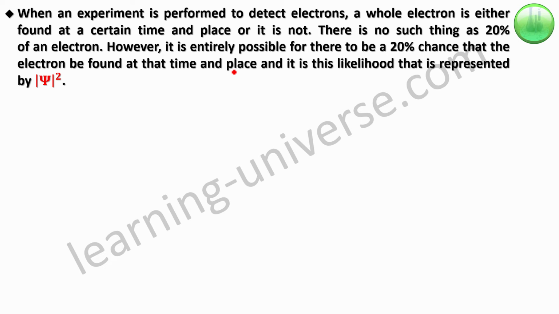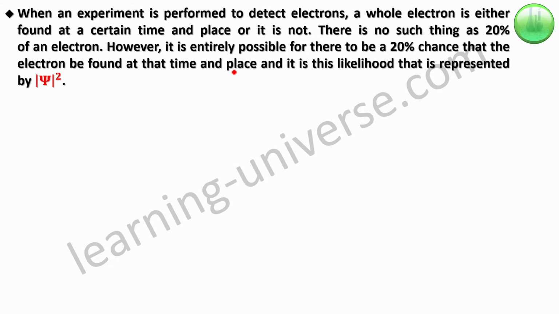And therefore, psi mod square is referring only to the probability. Actually finding the electron there or not is not certain, in the sense that if it is 20% possible to find the electron there, then it only means that if you do the event millions and millions of times, then 20% of the times you're going to find the electron there and 80% of the time you're not going to find the electron there. It does not mean that the electron is only 20% there and spread over a larger volume.